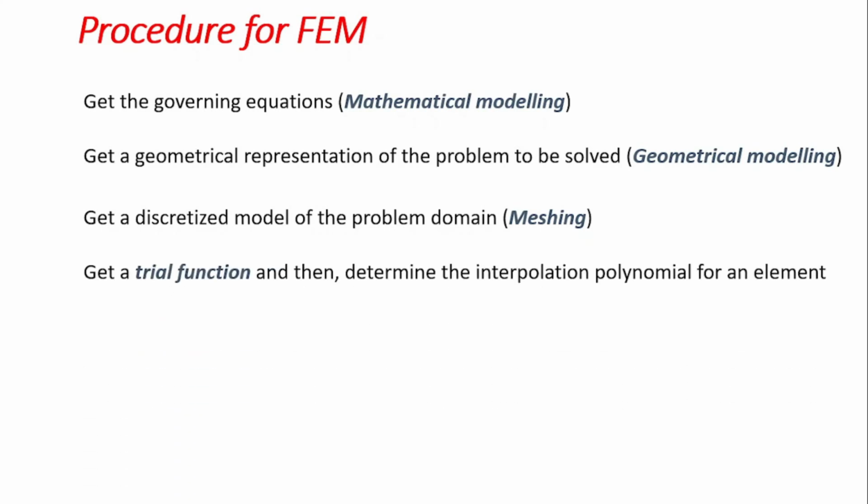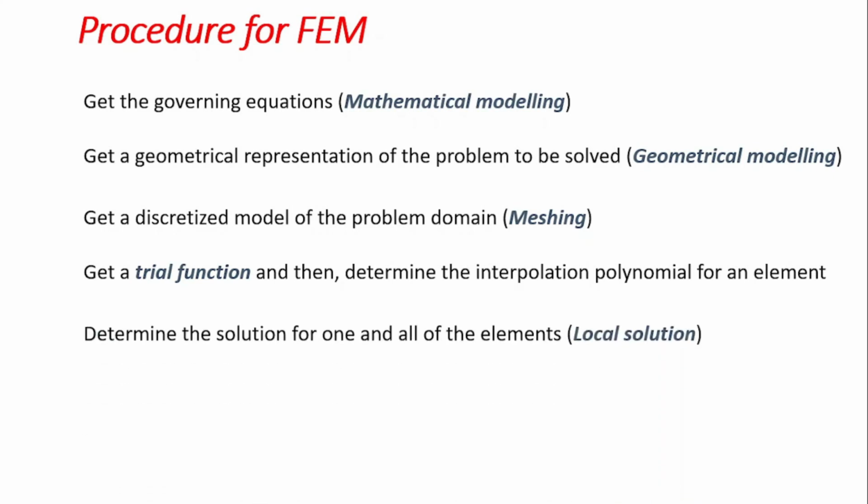Now once you're done with meshing, the next thing is to get what you call a trial function, from which you determine what you call the interpolation polynomial. A trial function is usually a polynomial equation that is used to represent the shape of the small elements you're talking about. Then after you've done that, the next thing is to determine what they call the local solution. To determine the local solution simply means to solve that governing equation for one element, and there are different methods that are used to do this. We'll talk about that subsequently.